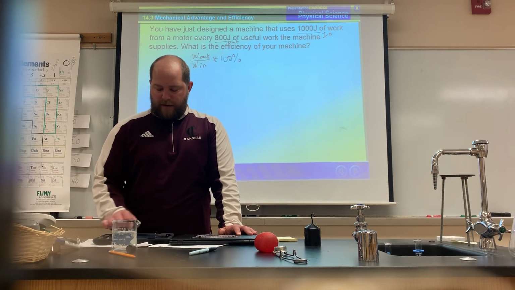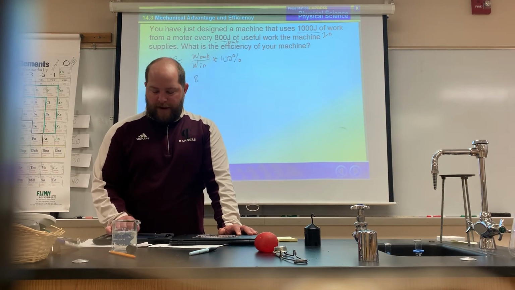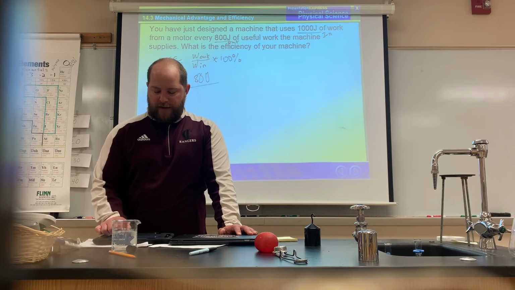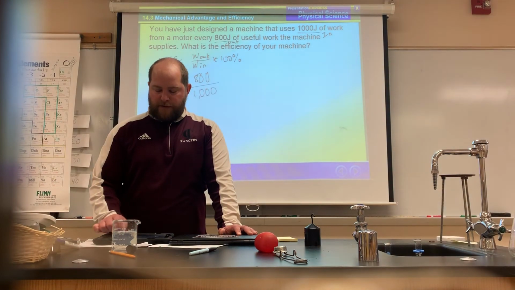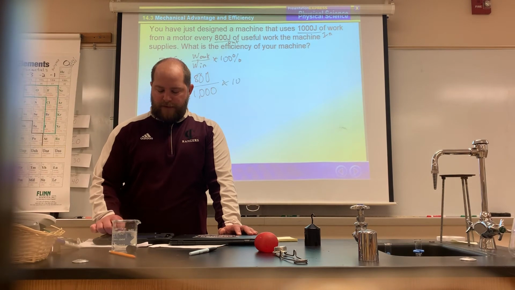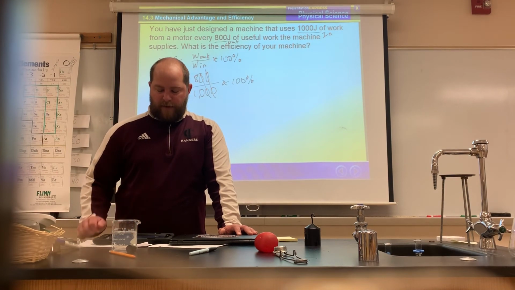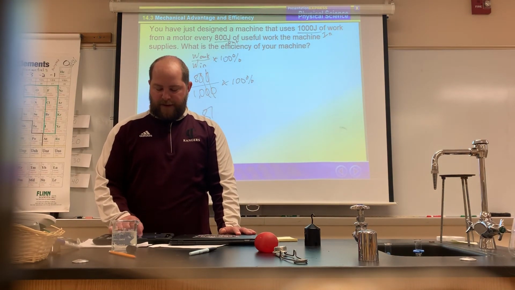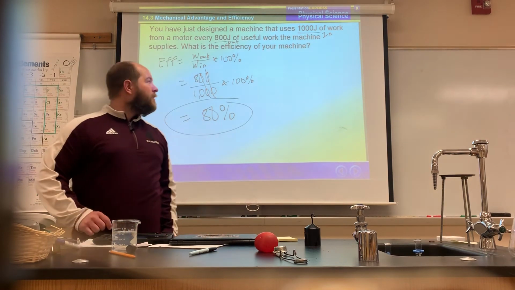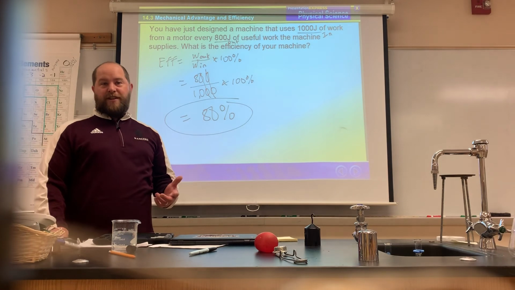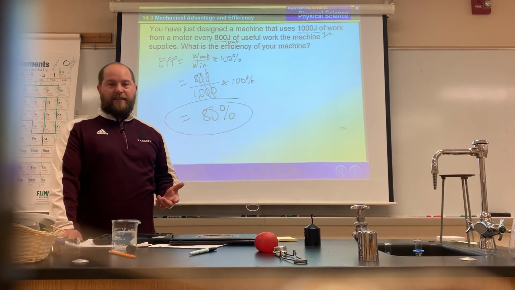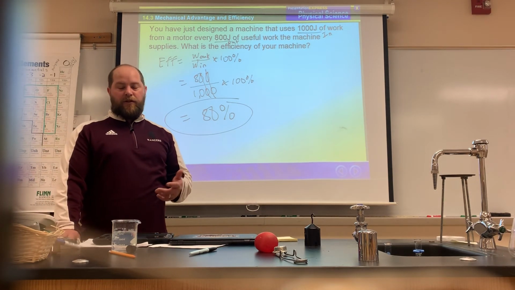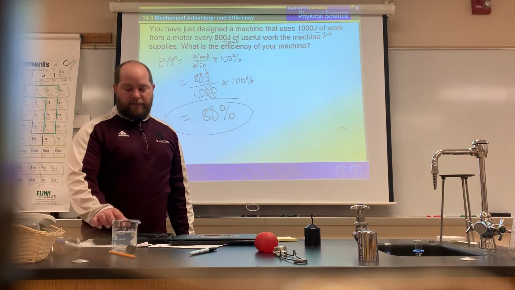So that number is going to be on top, times 100%. It's pretty simple. We're getting 800 joules of work out of this machine. We're putting 1,000 joules of work into the machine. So the mental math would be 8 over 10, which is basically 80%. So the efficiency of this machine is 80%. Obviously the goal of every engineer is to get a machine that is as close to 100% as possible.